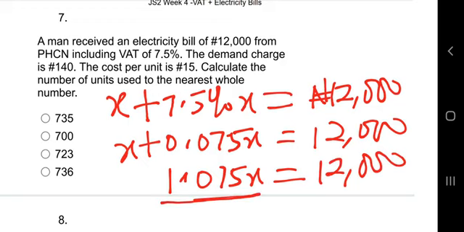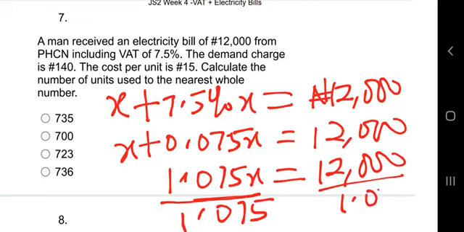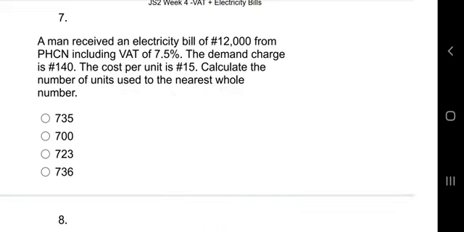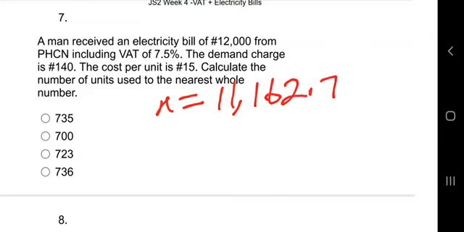So we divide both sides by 1.075. When you divide it, that means X equals 11,162 naira 79 kobo, approximated. So this is what we have. This is the cost of electricity used.